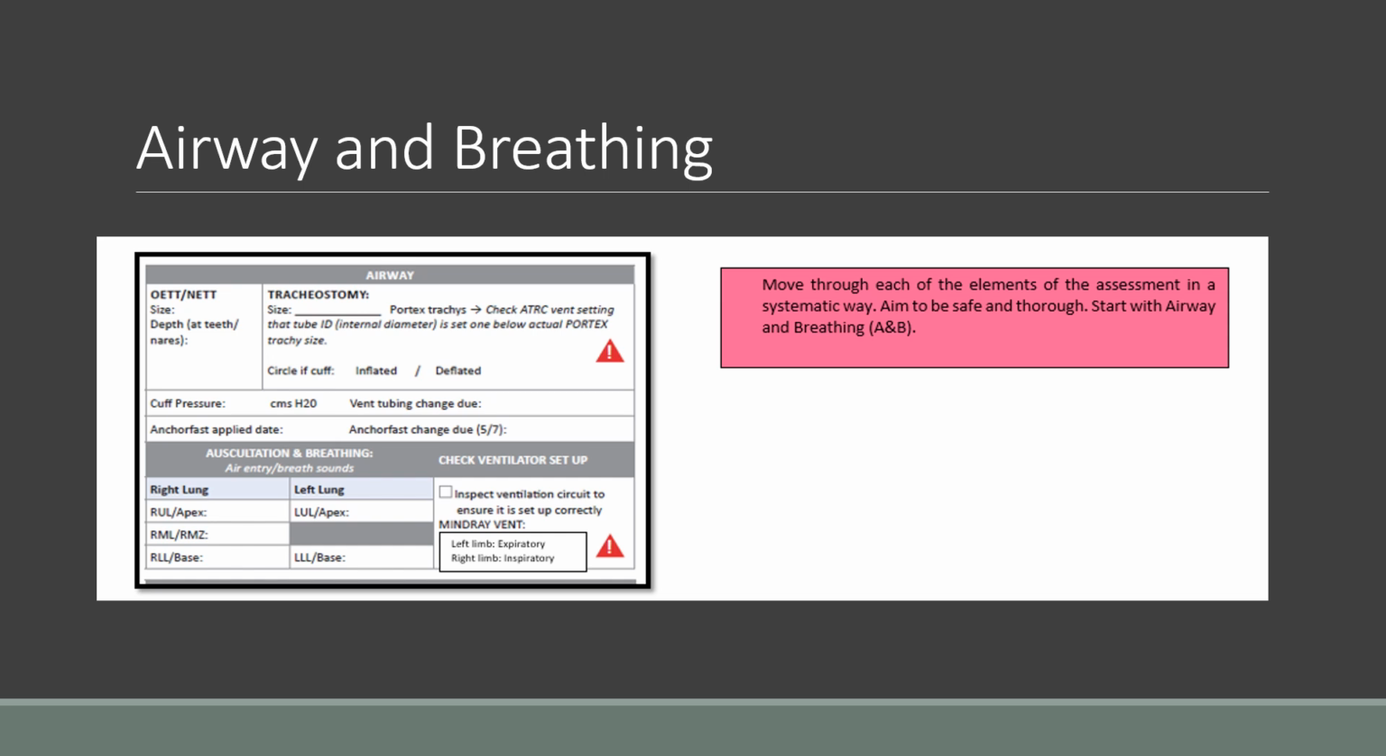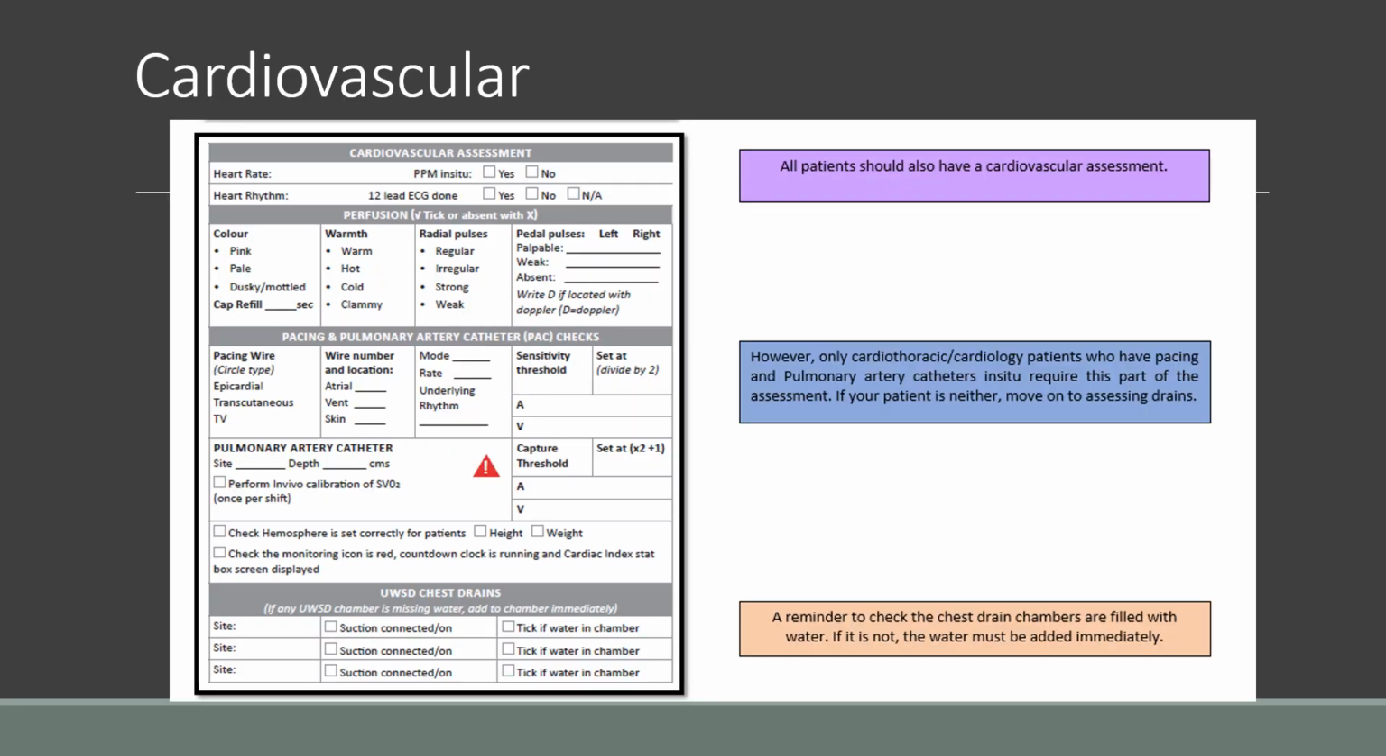Likewise with anchor fast. And this is also where you would do a lung auscultation. Have a listen to your patient's chest. All patients have a cardiovascular assessment. However, only cardiothoracic or cardiology patients, for example, those with pacing and pulmonary artery catheters, require the part of the assessment that's covered by those. So if your patient is not, then just put a line through it and move on. Make it simple and easy on yourself. Chest drains, that's not just cardiothoracic chest drains, but any chest drain for any patient can be documented here and assessed.